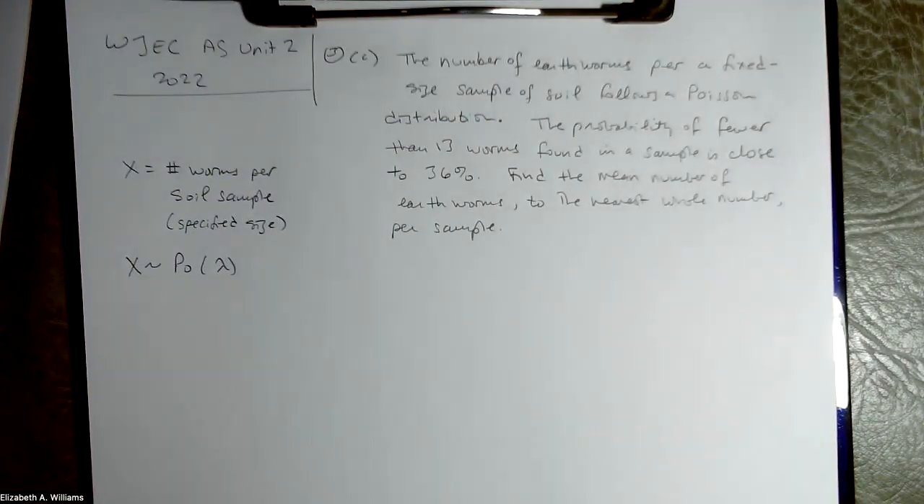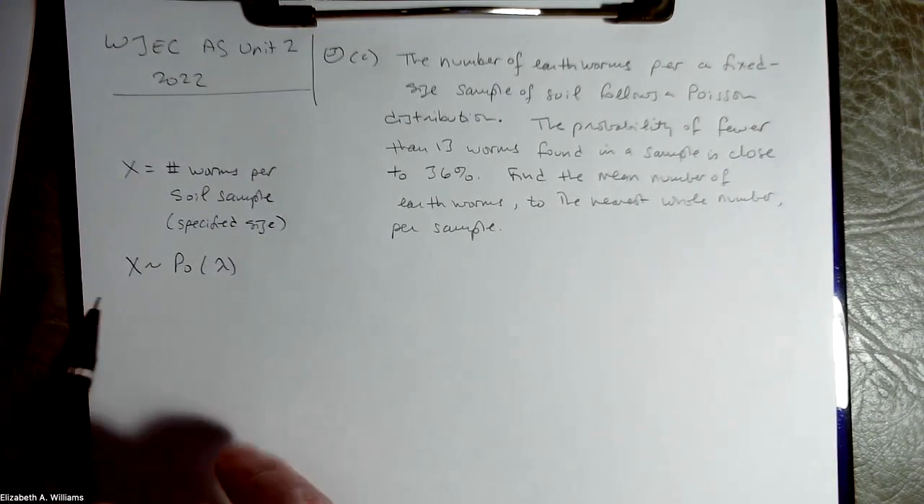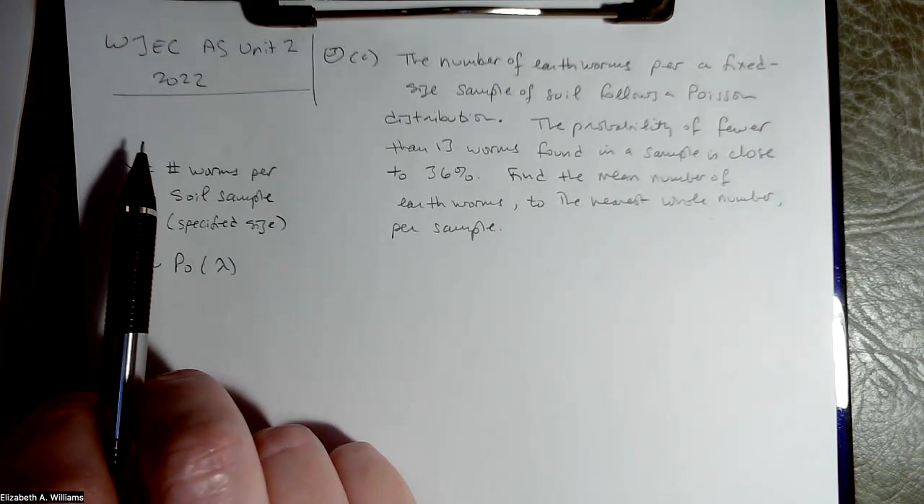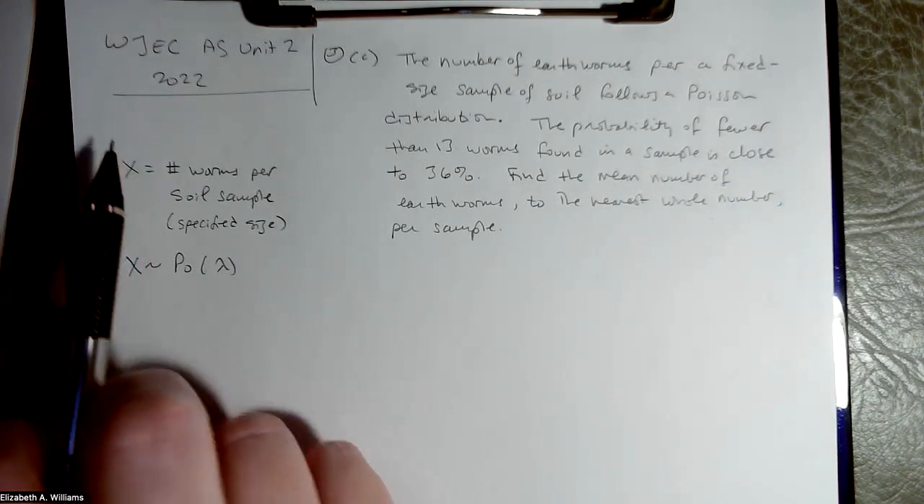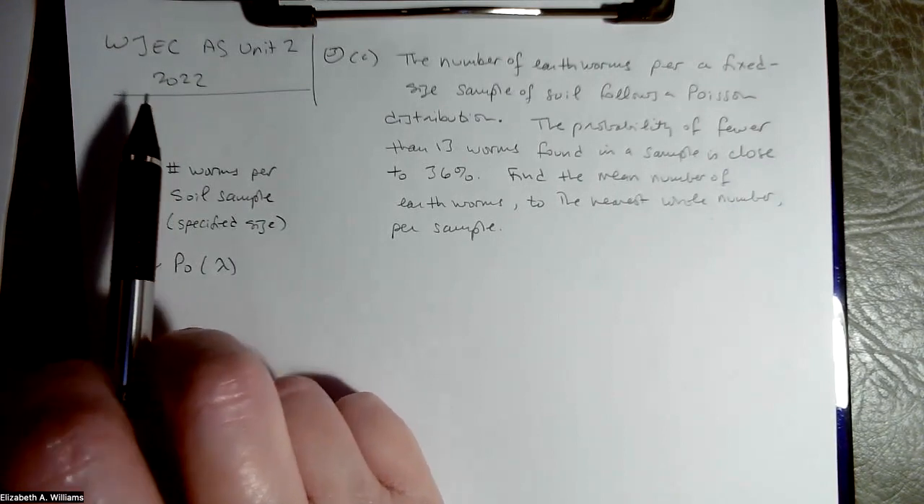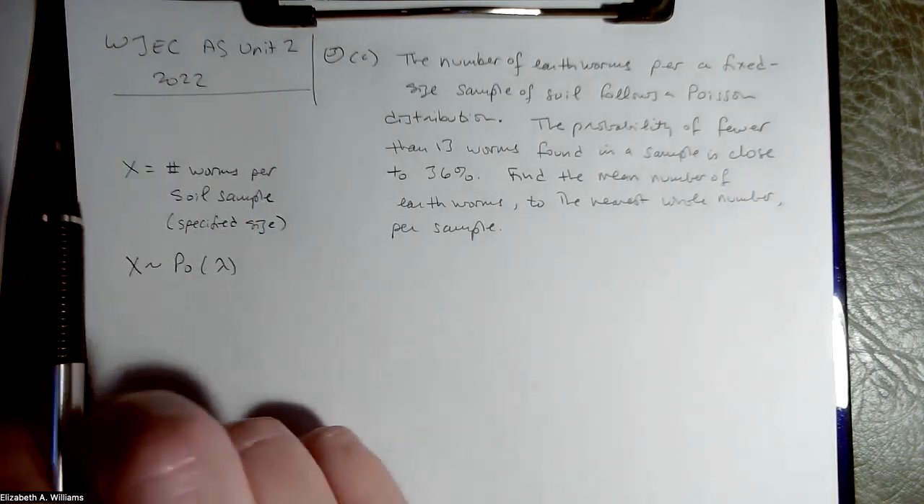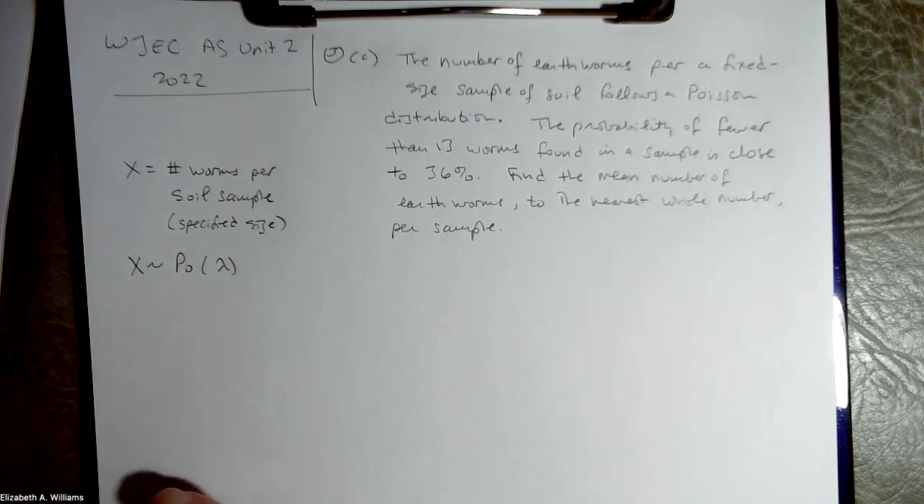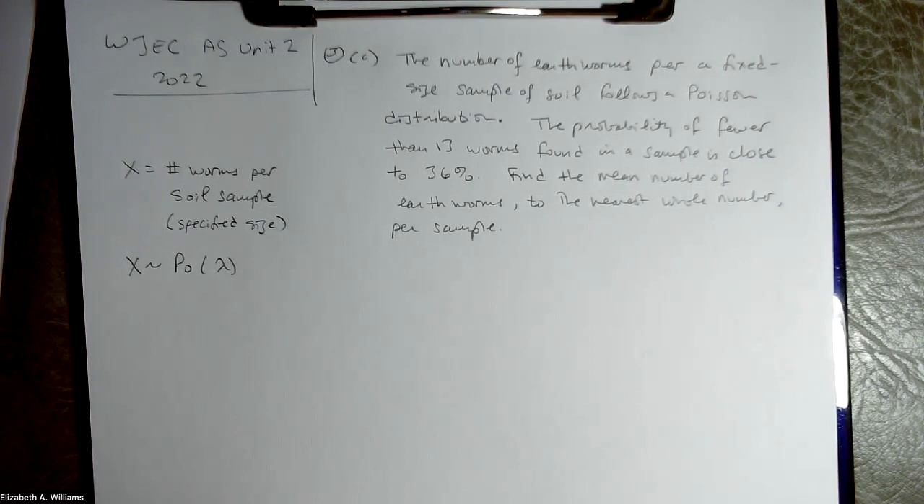Okay, this is a short video to explain how to do part C of a question on a Welsh A-level past paper. This is the WJEC exam board, AS Unit 2 from 2022, question 3. It's a Poisson distribution question, and parts A and B walk you through the first part of the story.